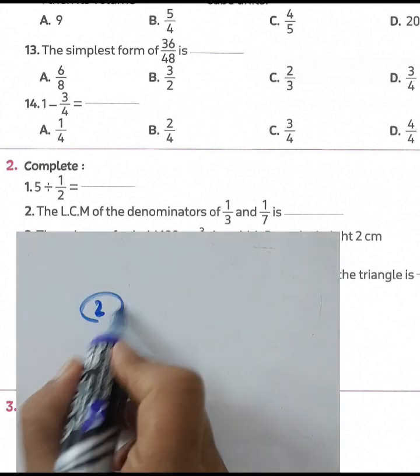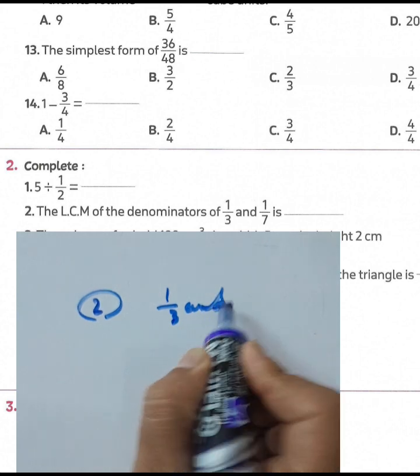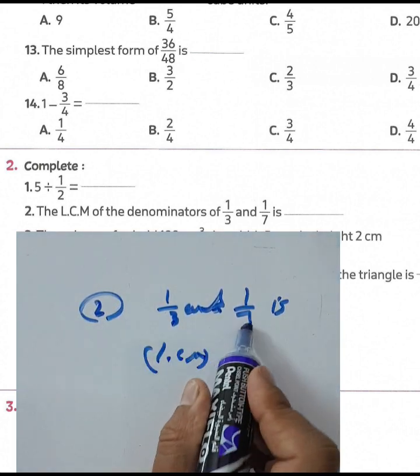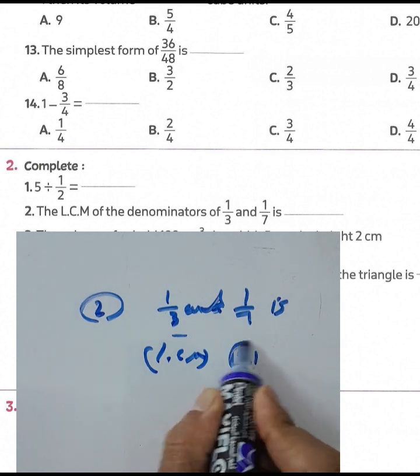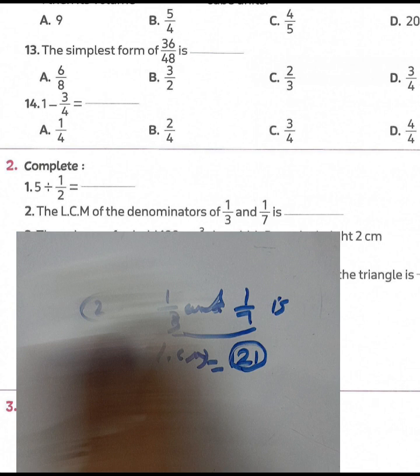Question number 2. The least common multiple of the two denominators, 1 over 3 and 1 over 7, is what? The least common multiple will be the product: 3 times 7 equals 21, because 7 and 3 are called relatively prime numbers.